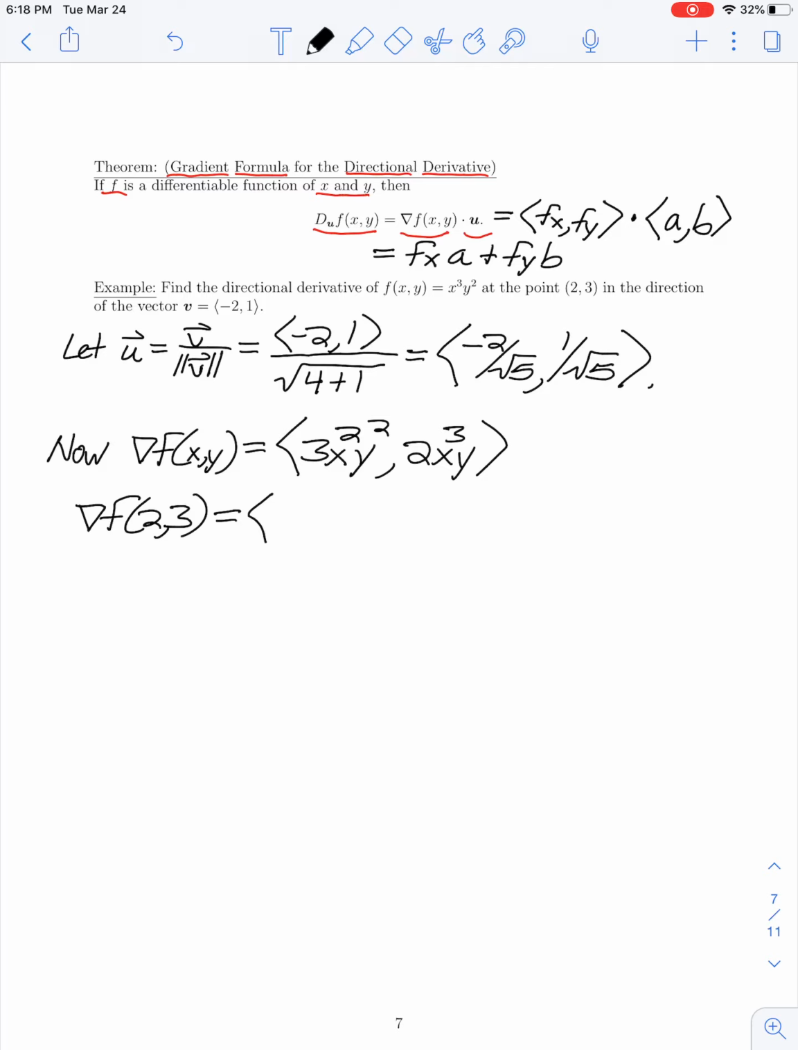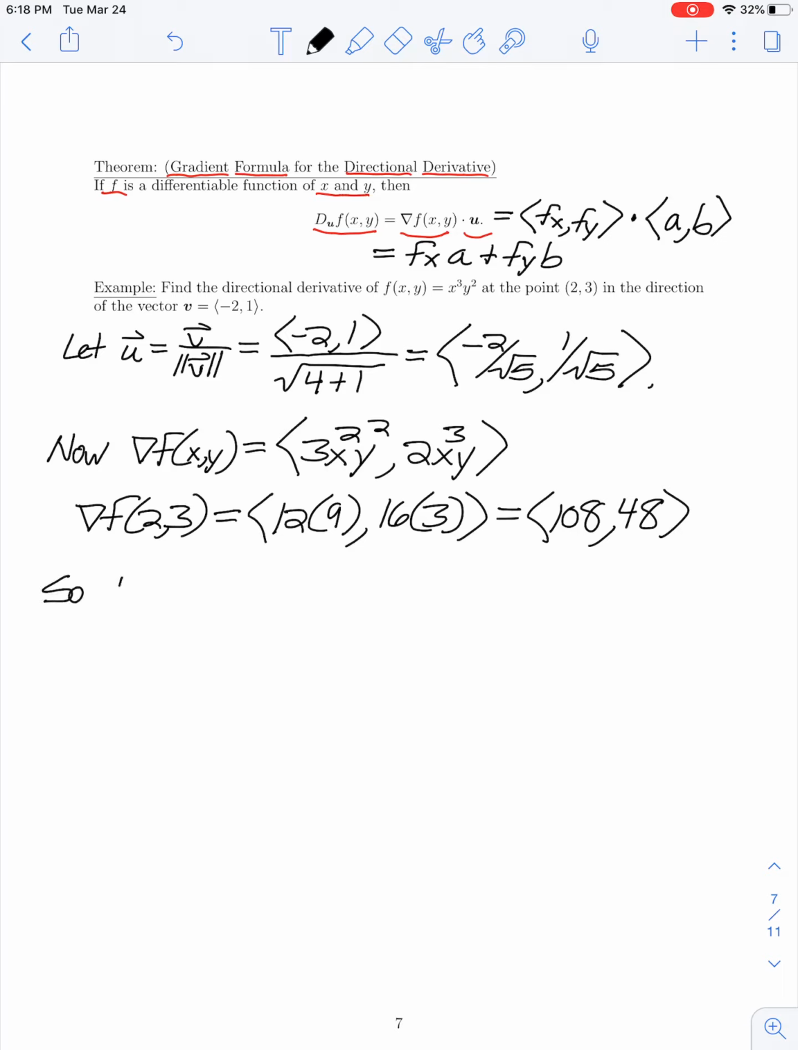So here, plugging in 2 for x, 3 for y, we have for our first component 3 times 4, or 12, times 3 squared, which is 9. And for our second component, we have 2 times 2 cubed, which is 16, times y, which is 3. So this reduces to 108 and 48.